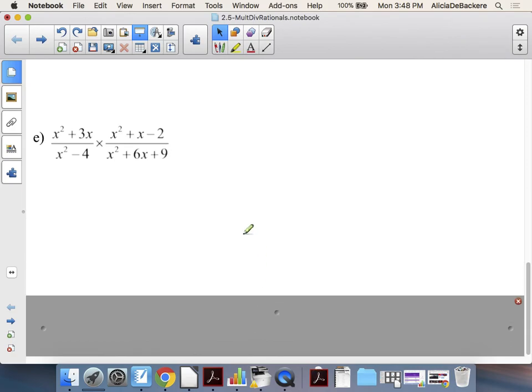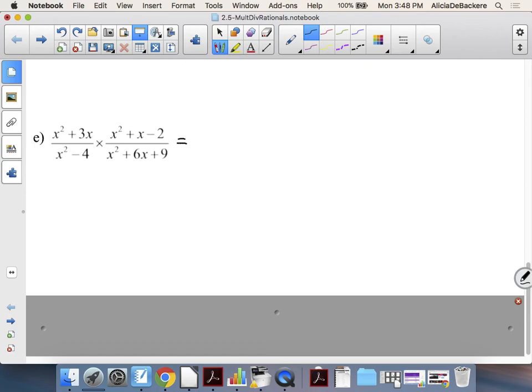Okay, our fifth example, getting a bit harder. Don't forget that before I can cancel, things have to be written as multiplication statements. Here, just throwing brackets around the numerators and denominators doesn't help me find any factors that cancel. So instead, I actually need to factor the numerators and factor the denominators. So I'm going to do that with all 4 parts.